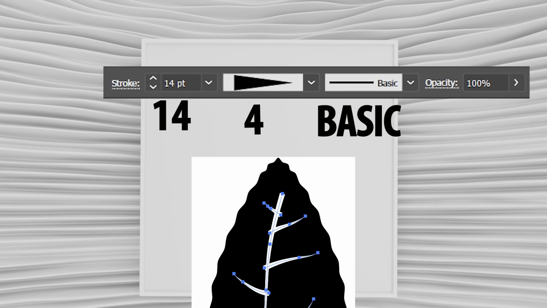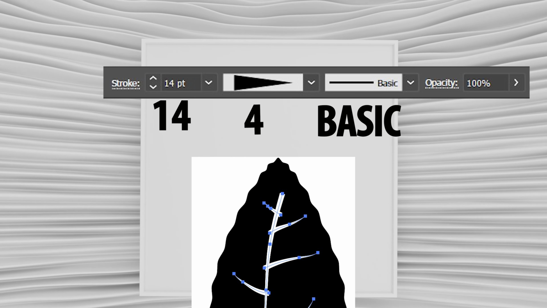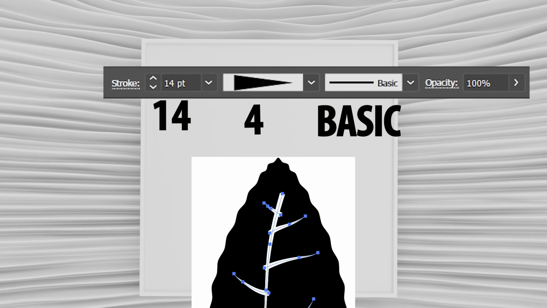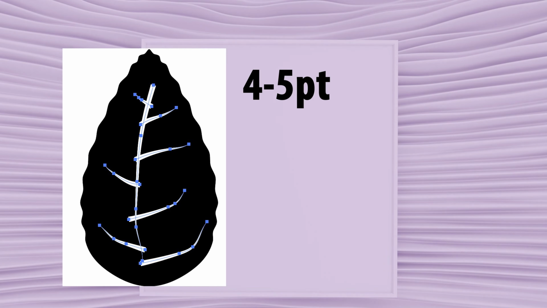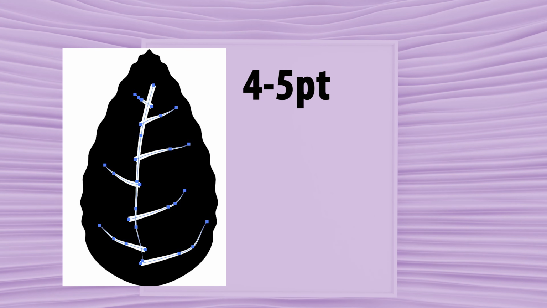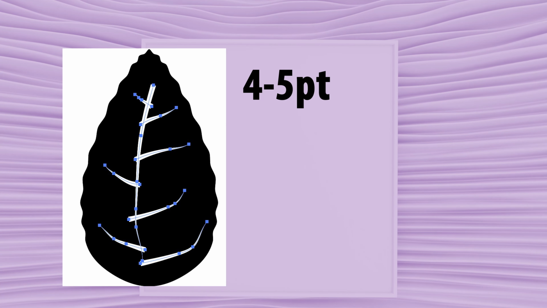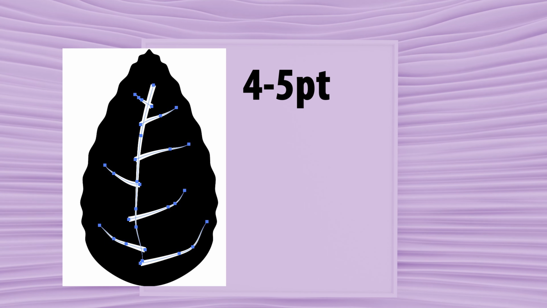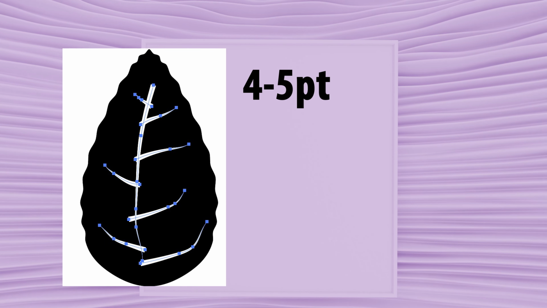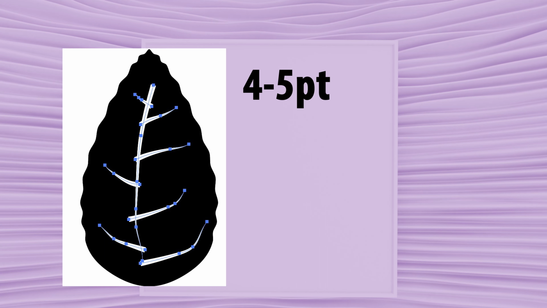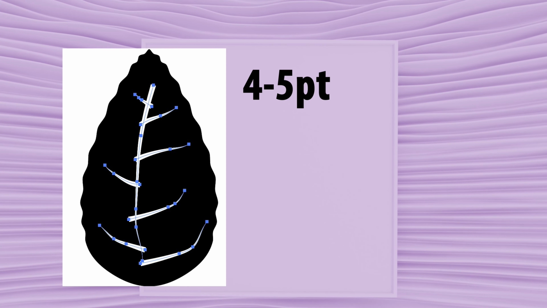Next, we will increase the stroke weight to 14 points. Individually select the veins at the top of the leaf, and we're going to lessen the stroke weight to about 4 to 5 points. Remember, our leaf gets narrower at the top, and the little vein lines are also going to be shorter and thinner compared to the veins at the bottom of the leaf. Use your discretion and pick the top 2 or 3 veins and lower the stroke weight to 4 to 5 points.